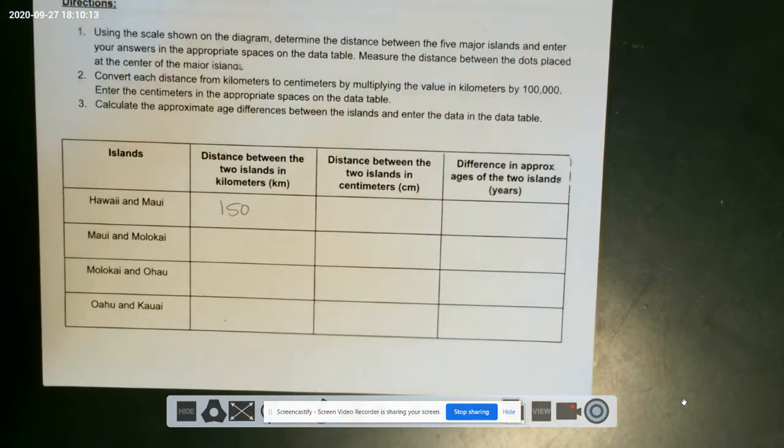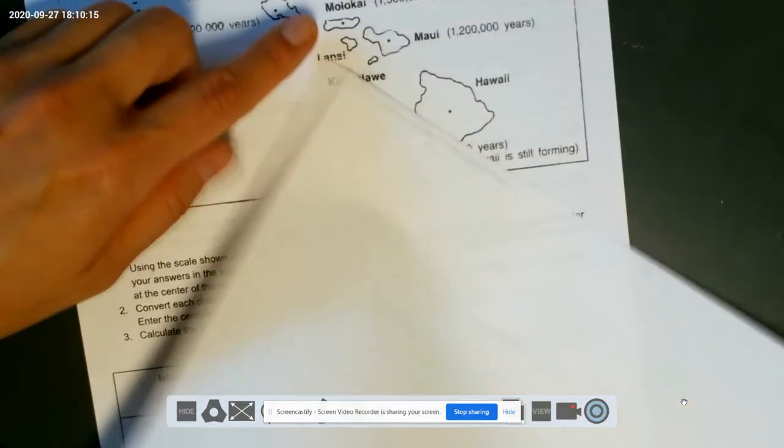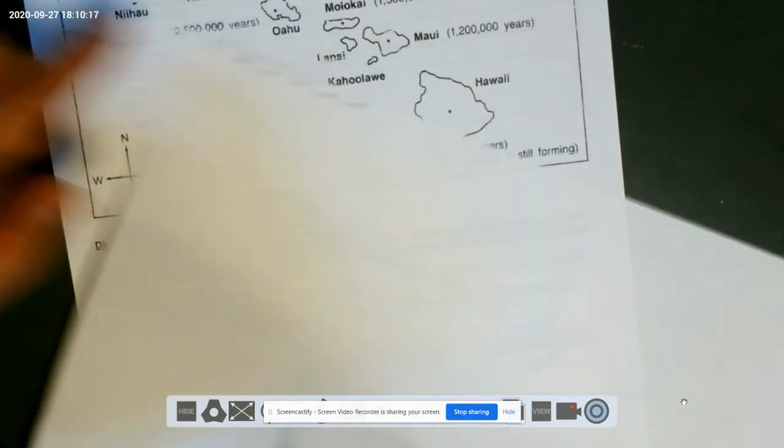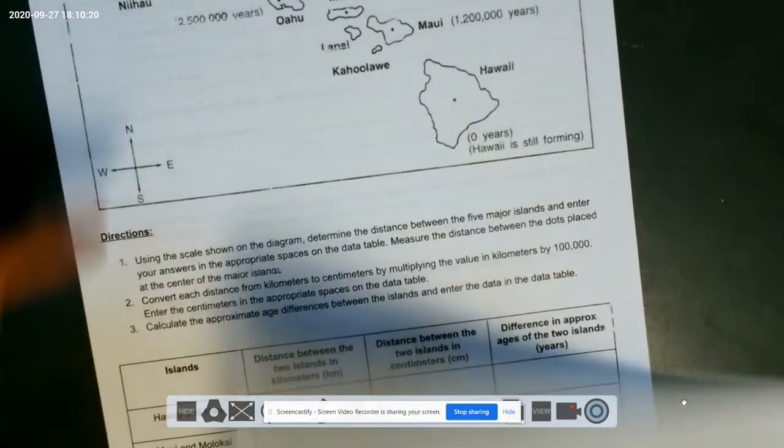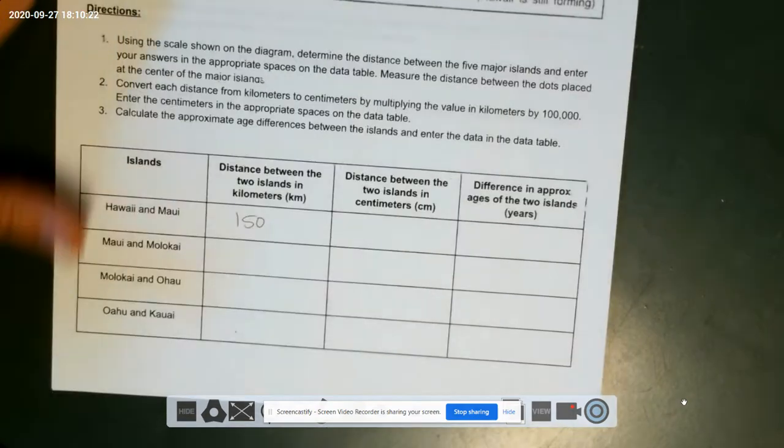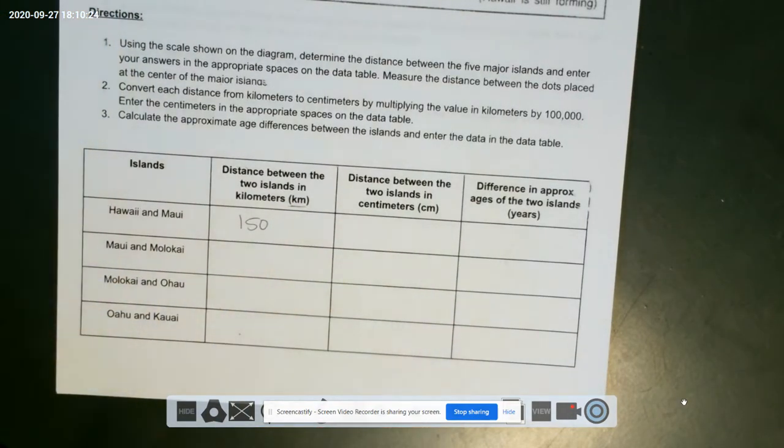And then you're going to do the same thing. I'm not going to do them all for you. So then you're going to do between Molokai and Maui, Oahu and Molokai, and Hawaii and Oahu. You're going to get all of those in kilometers, okay? That's what the scale gives us.